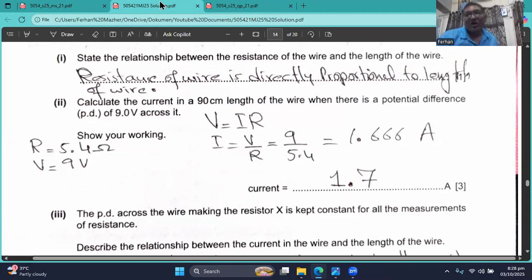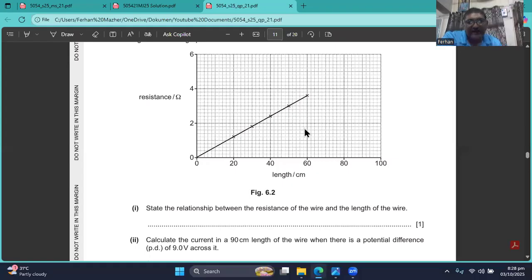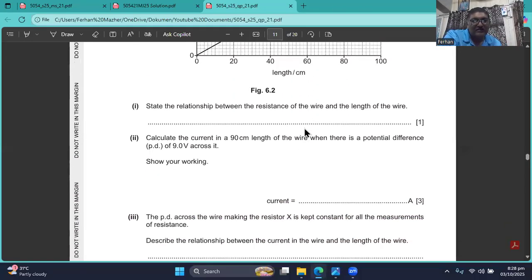I hope you understand how we used the graph to find the resistance of the 90 centimeter length of the wire, and then by using Ohm's law, we are able to tell what the current is. Okay, so now we will go to the next part. That is question number 6.